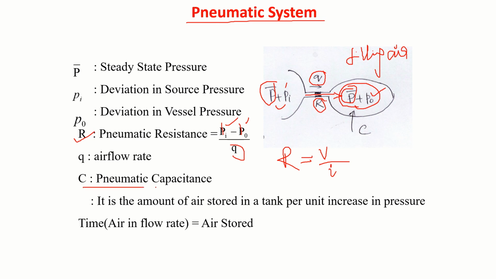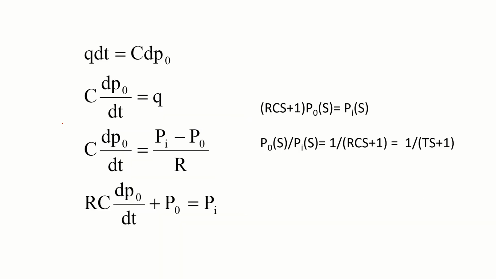Similarly, let us define pneumatic capacitance. It is the amount of air stored in this tank per unit increase in pressure. So the air inflow for a small time dt must be equal to the air stored. You know the air flow rate is Q, and for small time dt, C is the pneumatic capacitance. Let us say the increase in pressure during dt is dP naught. Then we can write C dP naught by dt is equal to Q, and Q is nothing but Pi minus P naught divided by R.